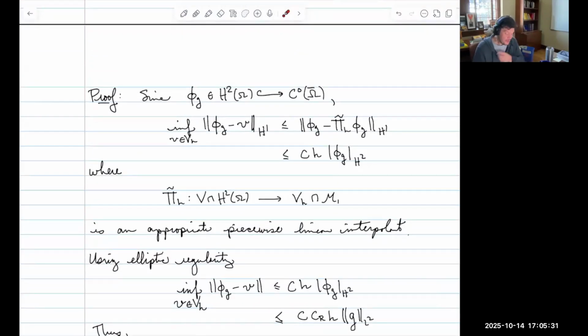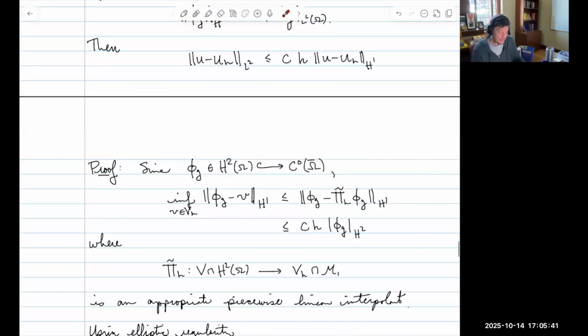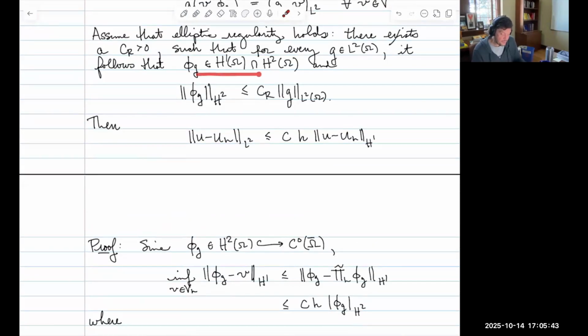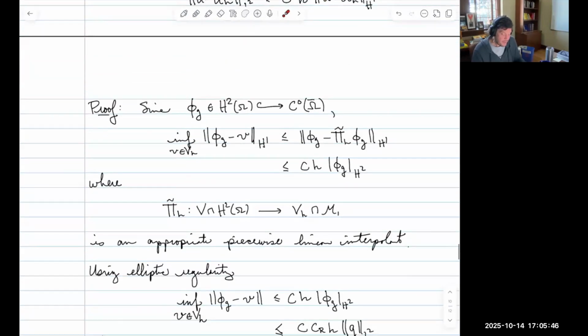To use the Aubin-Nitsche Lemma, first I'm going to point out that phi g is in H2 by our elliptic regularity assumption. We said it's better than H1, it's in H2. But H2 embeds continuously into C0 of omega bar. So phi g has a representative in its equivalence class which is a continuous function over the closed set omega bar.